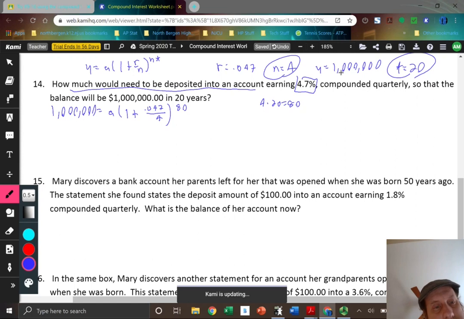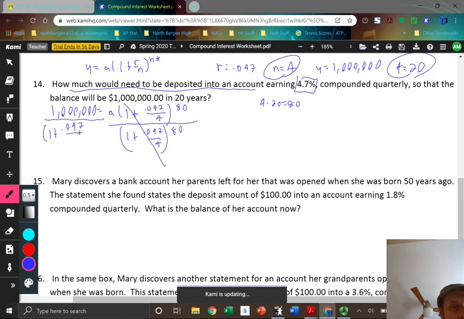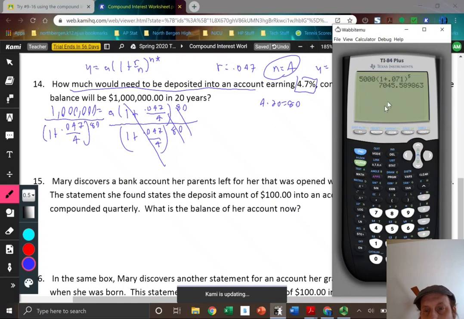If I'm just solving for A, that's what I want. First, I would divide by 1 plus 0.047 over 4 to the 80th power. We can do this all at once if we have a good enough calculator, or you can do it step by step. Do 1,000, press the division key, parentheses. But right here, I'm just going to say 1 million.